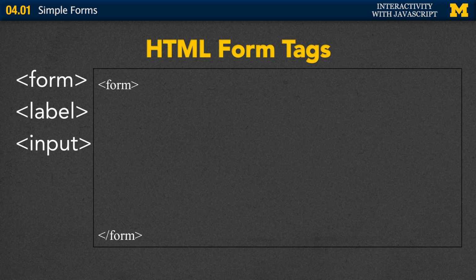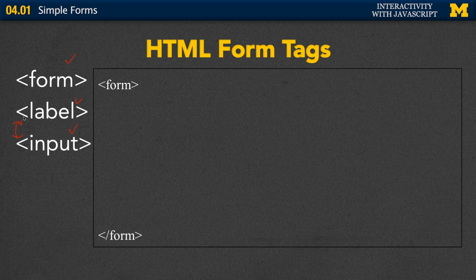Okay, so how do we make a form? Typically, you want to use at least 3 different HTML elements: the form, the label, and the input. The form tells the browser, hey, we're about to do a form, and we're going to probably be processing some data. Get ready. The label is what matches different text on the screen with the actual input that you can put in.